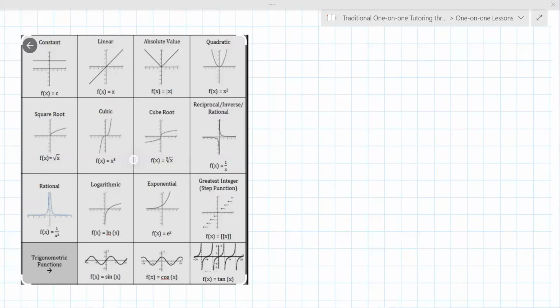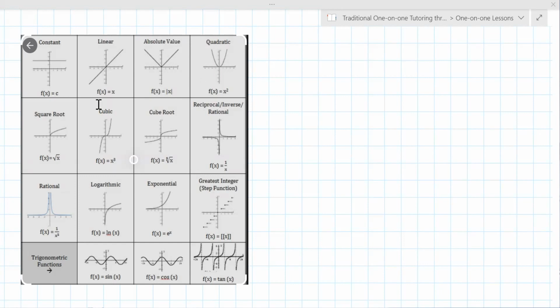All right, so there are a bunch of different parent functions. The constant one is a horizontal line. This linear one is the straight line. These should all be ones you saw. The absolute value is two lines that come together at the point. The quadratic is the U.